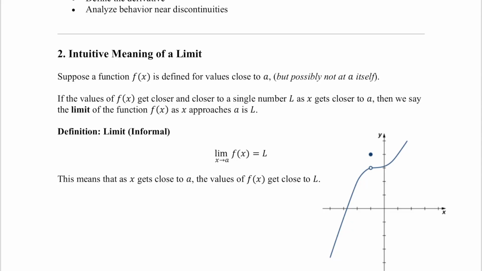Let's review. A limit tells us what value the function is getting close to. It does not always tell us the value of the function at that exact point. A limit exists if the function approaches the same value from the left and the right. If the left side and right side go to different numbers, then the limit does not exist.